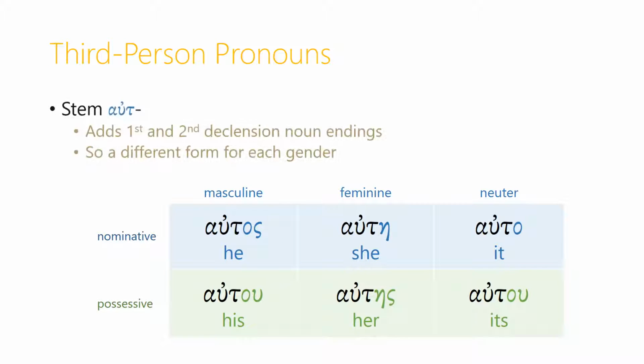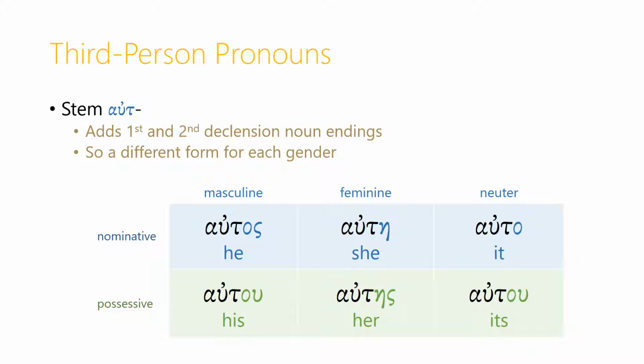In the third person, the stem isn't sigma anymore. Now the stem is autos, alpha upsilon tau, and then we just add on to this the first and second declension noun endings. So the masculine nominative form, he, is autos. His is going to be autou. And do you notice that's the same ending that we saw on the possessive form for the second person, sou.